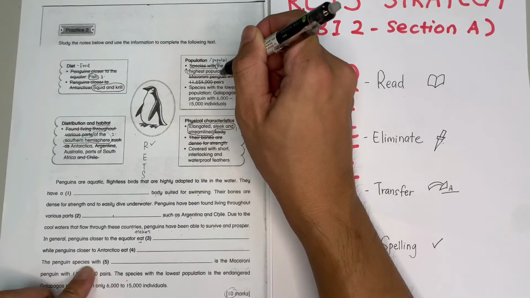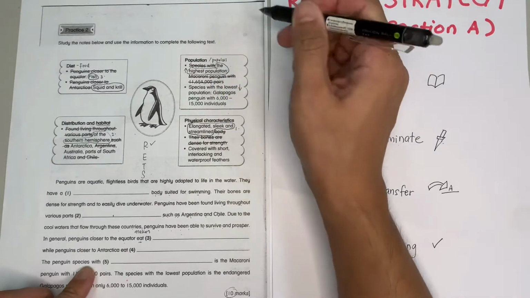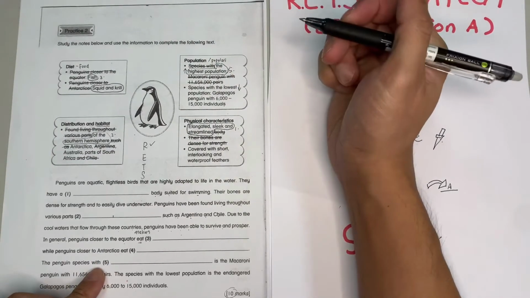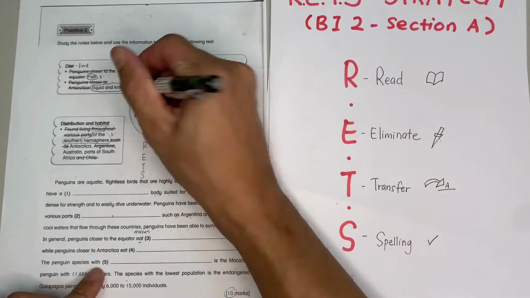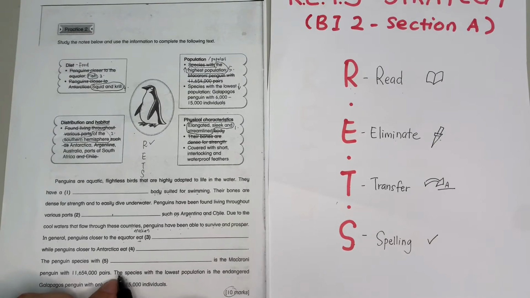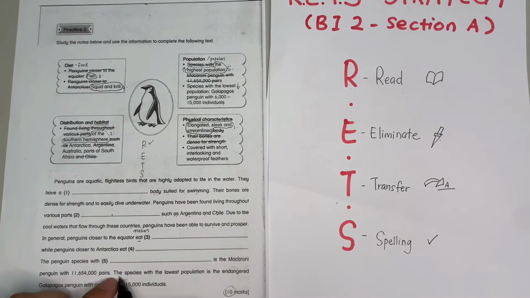The highest population. This could be the possible answer for number 5. This was number 4 just now. Okay, it's the macaroni penguin. Next, please read until the end. The species with the lowest population.